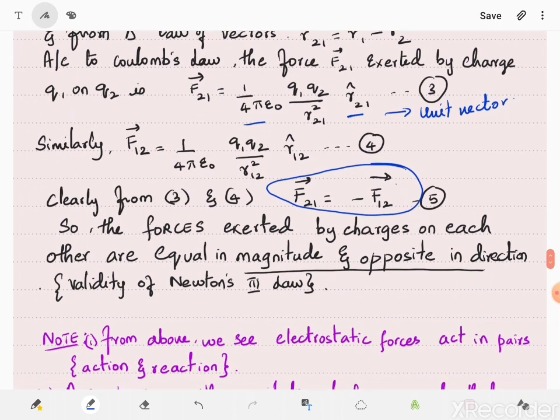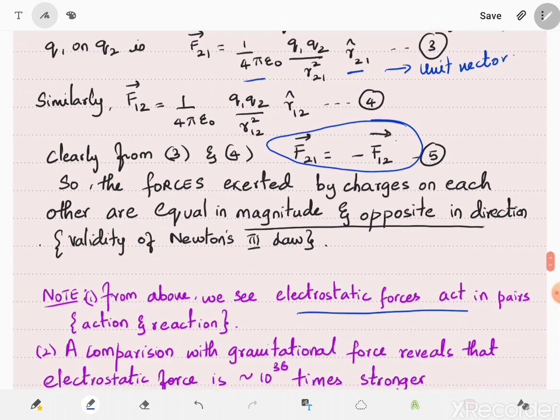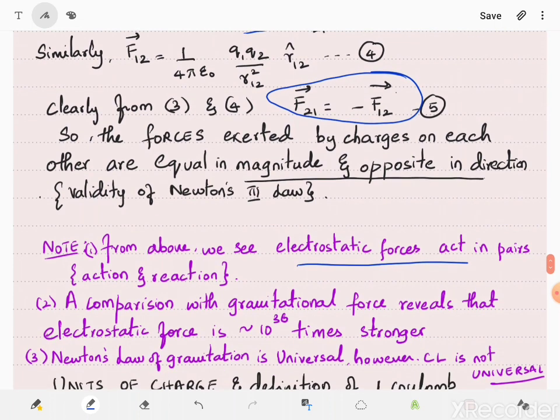So that leads us to an important conclusion, that is, electrostatic forces always act in pairs, meaning action and reaction. The second important conclusion is that a comparison with gravitational force reveals that electrostatic force is about 10 to the power of 36 times stronger than gravitational force.